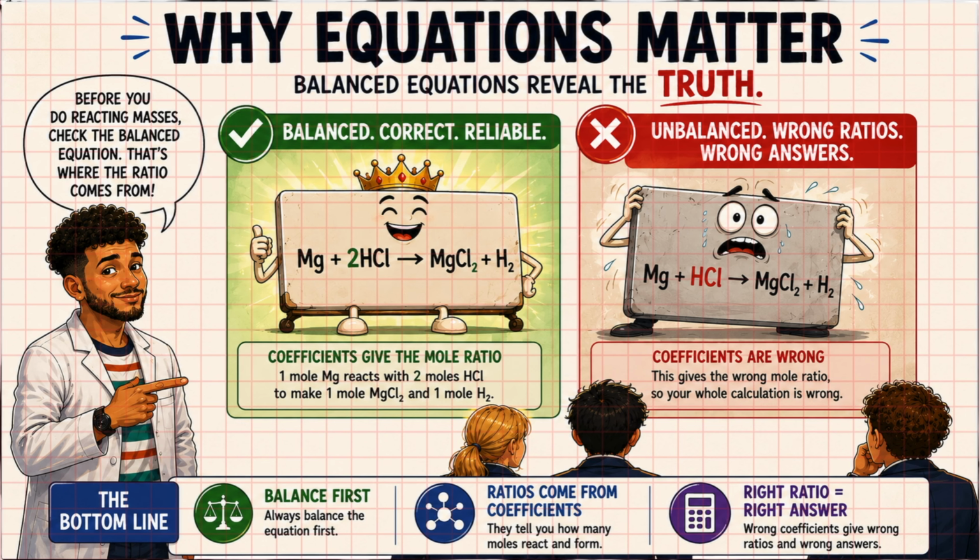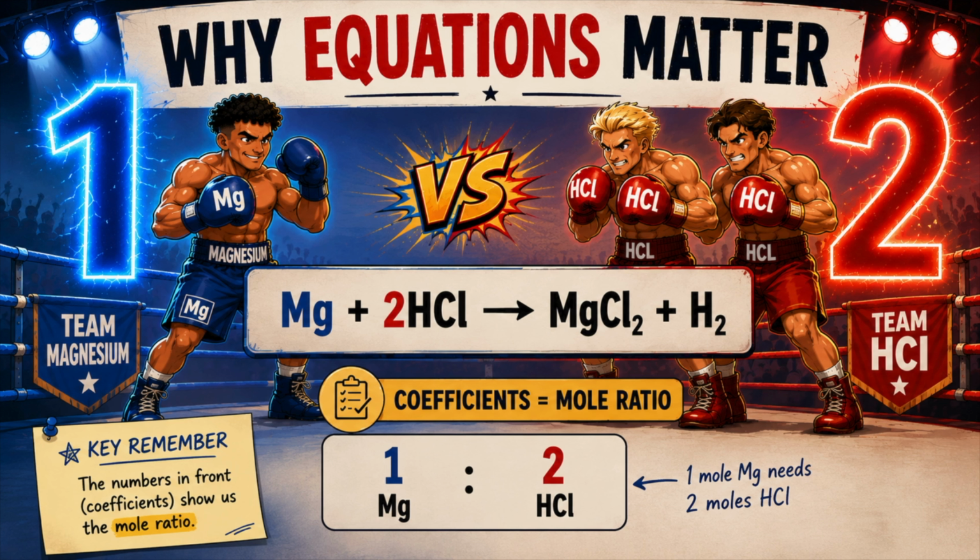Before you do reactant masses questions, always check the balanced equation first. The balanced equation tells you the mole ratio. Those numbers in front are called coefficients. They tell us how many moles react and how many moles form. Get those numbers wrong and every calculation after that becomes wrong. So before touching a calculator, balance first.